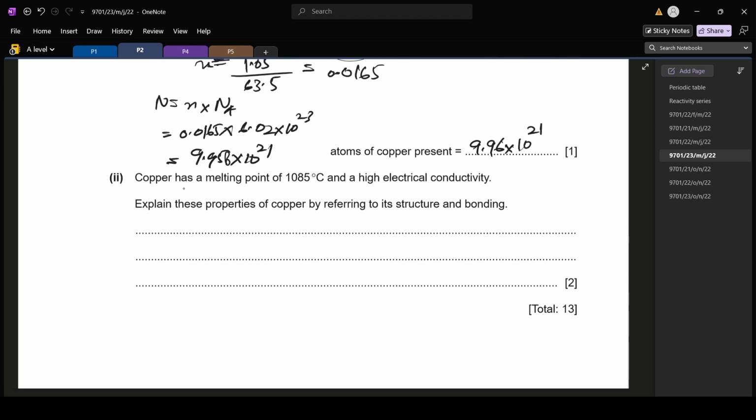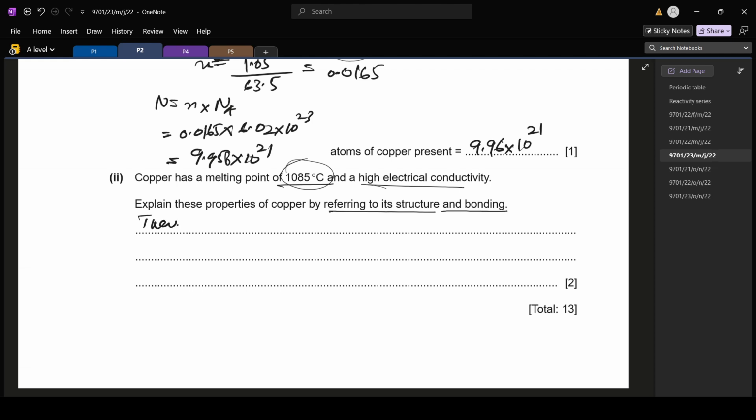Okay, moving towards the next part. Copper has a melting point of 1085 degrees Celsius and high electrical conductivity. Explain these properties of copper by referring to its structure and bonding. So it has a high melting point, so it must be a giant structure, and it is an electrical conductor, so it must have metallic bonding. Metals conduct electricity in solid form and they have high melting points, so it has a giant metallic structure.